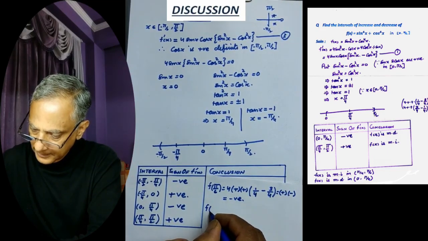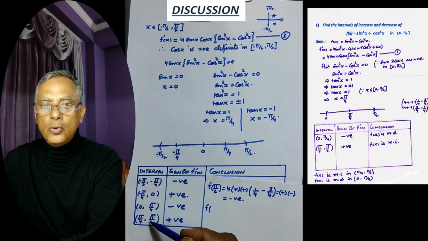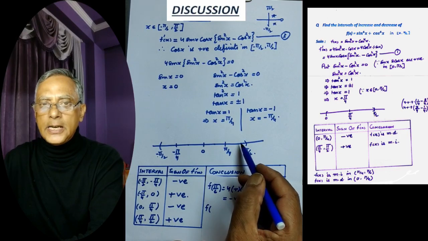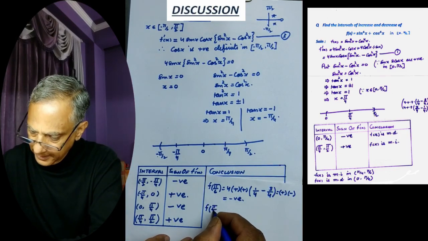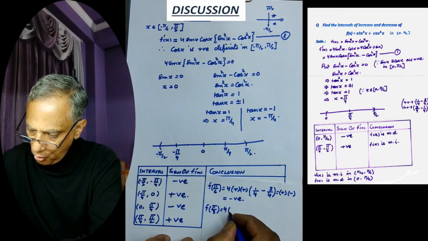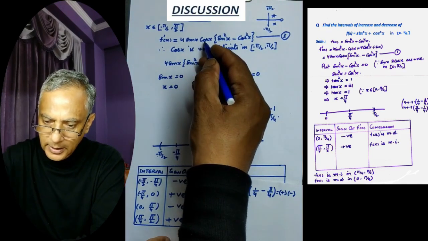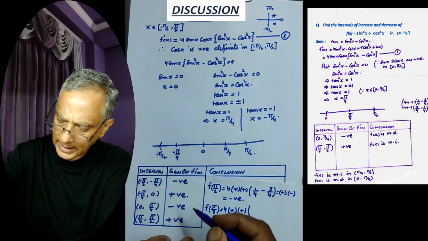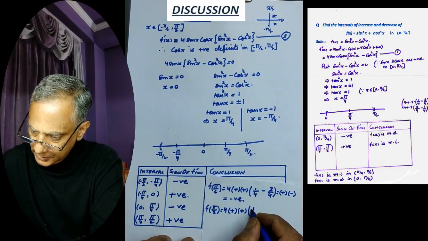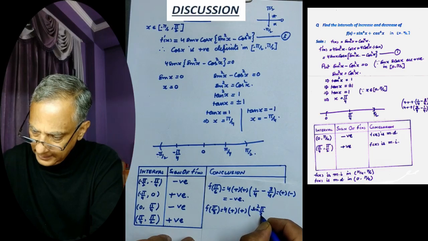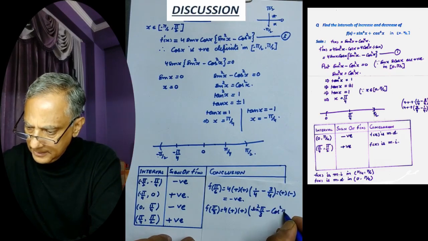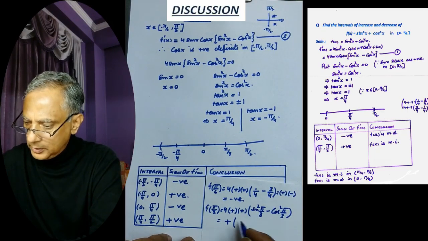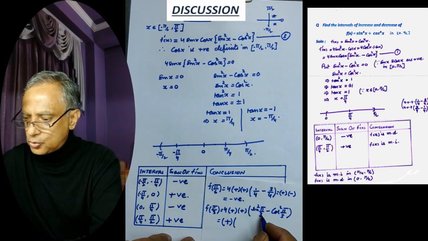I have already written it. And f of now pi by 4 to pi by 2. So 45 to 90. Take any point. 60 degrees. 60 degrees is pi by 3. So this is f pi by 3. This is equal to 4 into, in first quadrant, sine is positive. In first quadrant, cos is also positive. And we have sine square pi by 3 minus cos square pi by 3. So this is equal to positive into sine square pi by 3.